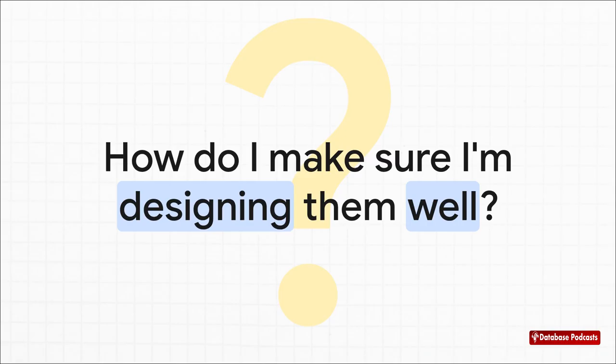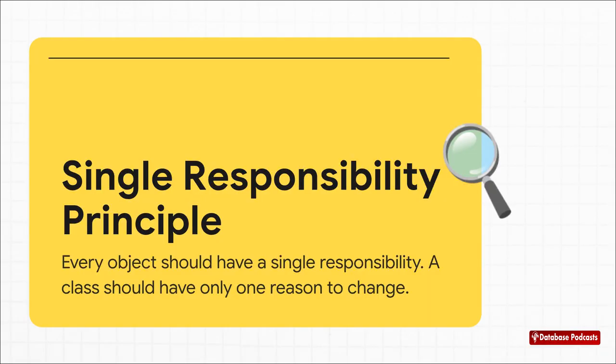All right, so now we have our objects. We're done, right? Well, not quite. Finding them is just the first step. The real challenge, and where good design comes in, is making sure we design them well. This is what separates software that's a nightmare to maintain from software that's a joy to work with. And to help us with that, there's a fundamental guideline in object-oriented design called the single responsibility principle. It sounds important, and it is, but the idea is super simple. Every object or class should have one job, just one reason to exist, and only one reason to ever change.